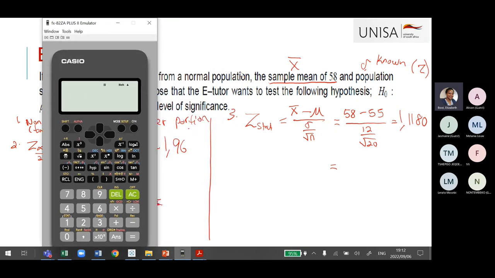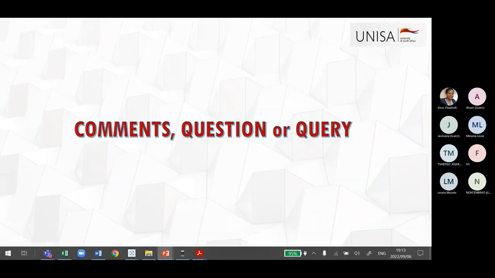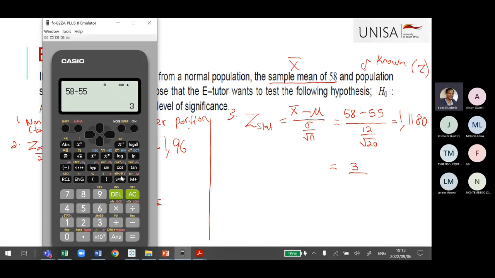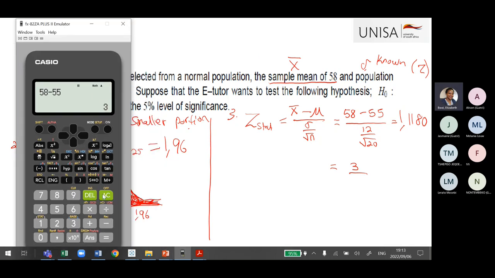So the first step is to find the difference of the top one, which is 58 minus 55 equals, and you will get the answer of 3, and you write it down, and you say that is 3, and then you put the divide. Then we're going to solve the one at the bottom. So now, at the bottom, you are going to say 12, and you're going to put the divide. There is a divide function there, and you're going to press the square root.